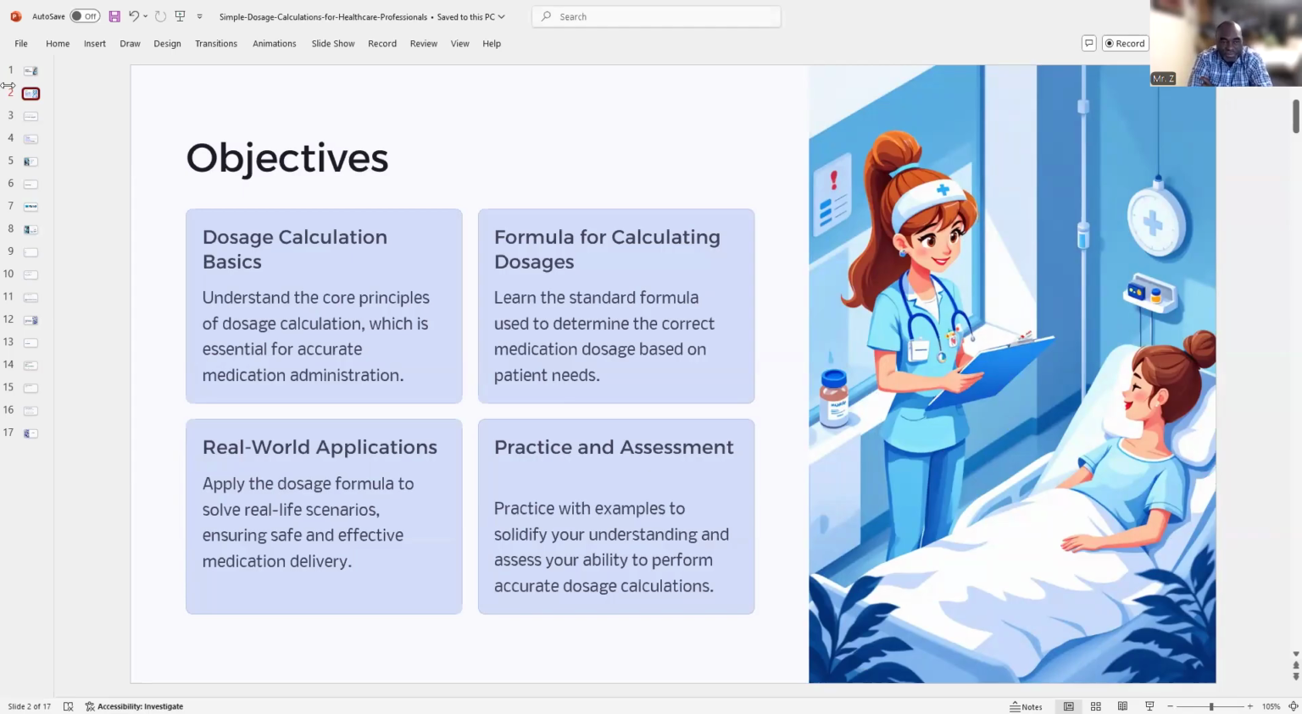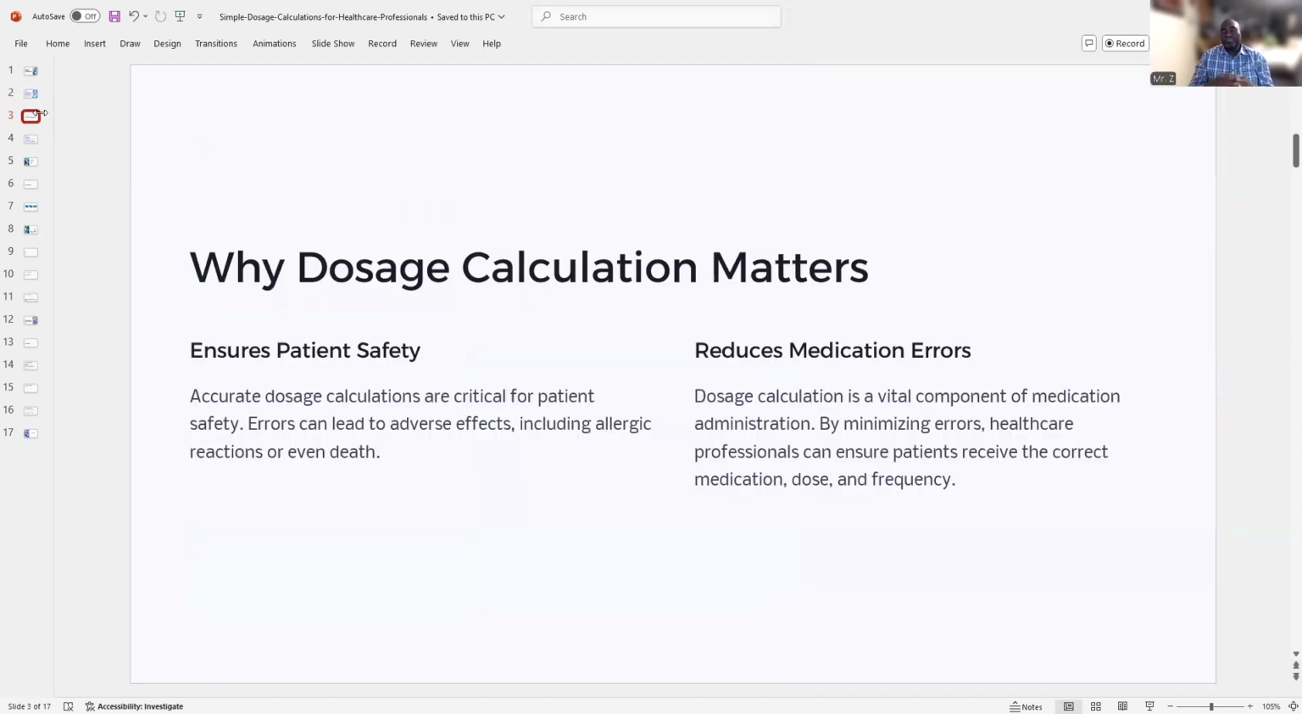At the end of this chapter, you have to understand the principles that lay a foundation on how you can administer medication. You will learn how to use a basic formula to solve dosage calculation. This is what I want you to be able to accomplish at the end of this session. Why does this calculation matter? Why, Mr. Z, do we have to learn dosage calculation?